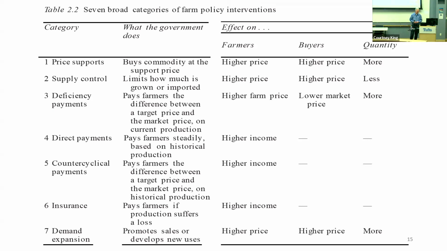So some of these policies increase the farm price. Some of them suppress the farm price. Some of them increase the consumer price or suppress consumer price. Some of them make the quantity that's consumed bigger or smaller. And so we have to think, bear with me while we think through a couple of these in turn. Let's start with traditional price supports.